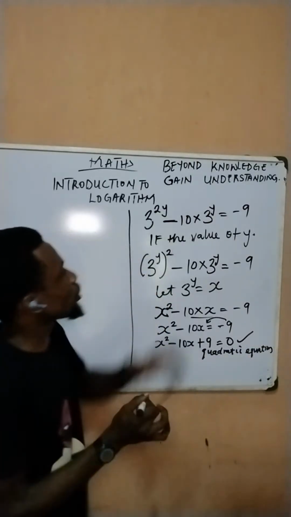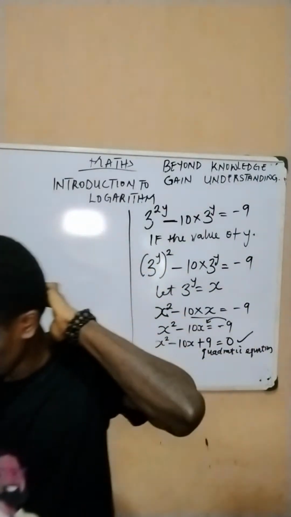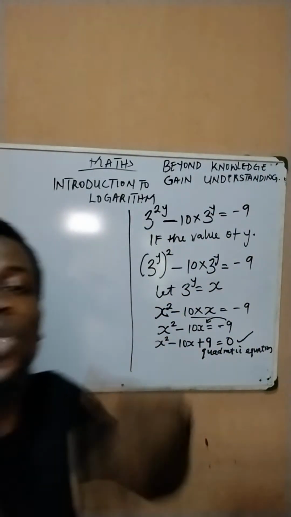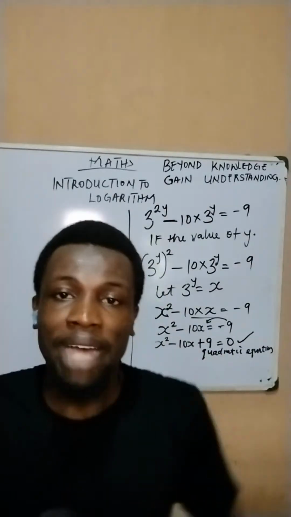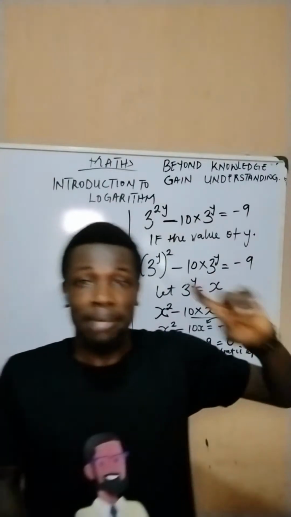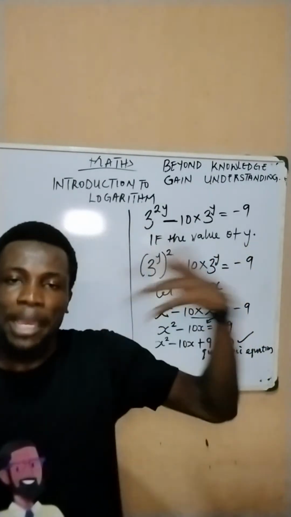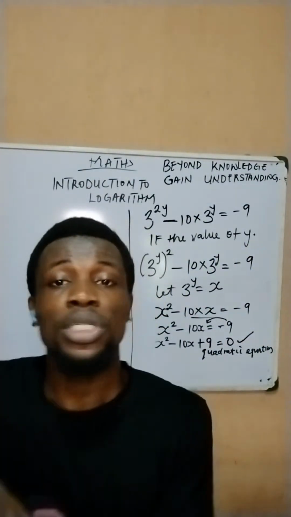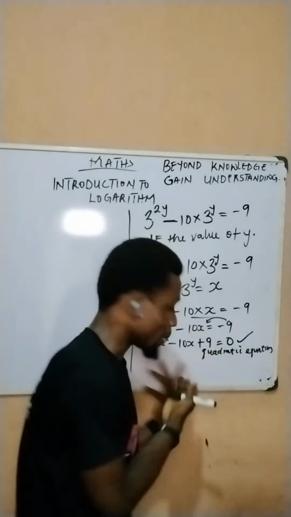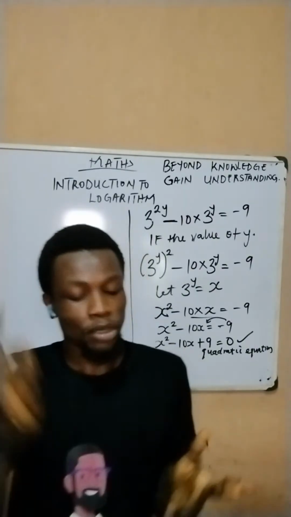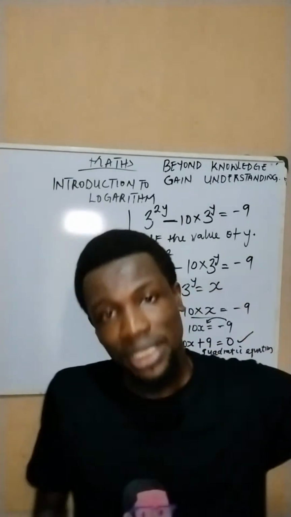derived from this indices expression. We've put it as a quadratic equation. Now we'll go on to solve this by the quadratic method. From the last class that we had on Wednesday at 4 p.m. West African time, I mentioned that there are a couple of ways you can solve a quadratic equation. There is the factorization method, which is what we're going to be applying here, and then there is the completing the square method, and the quadratic formula method.